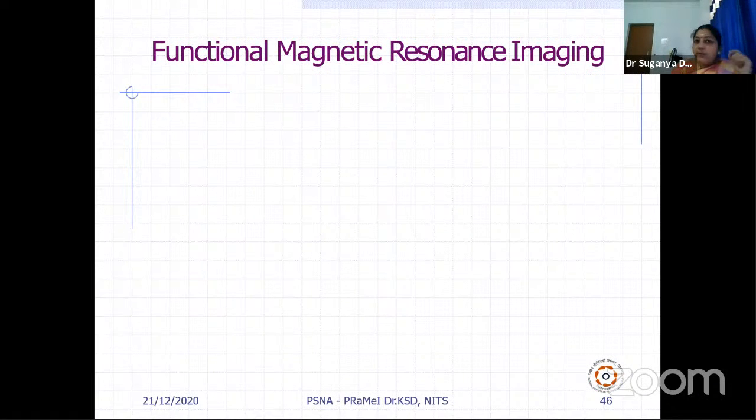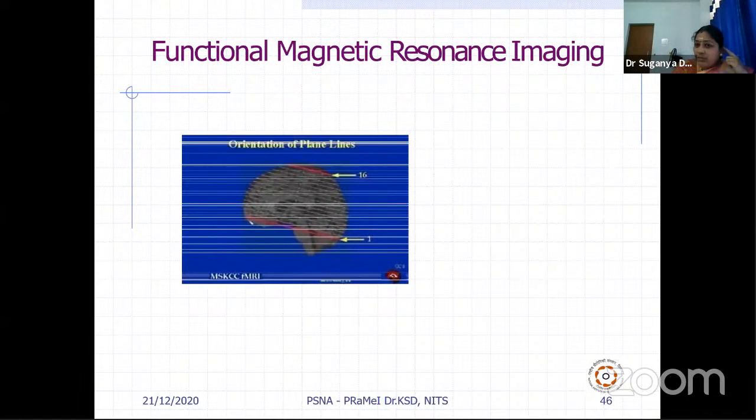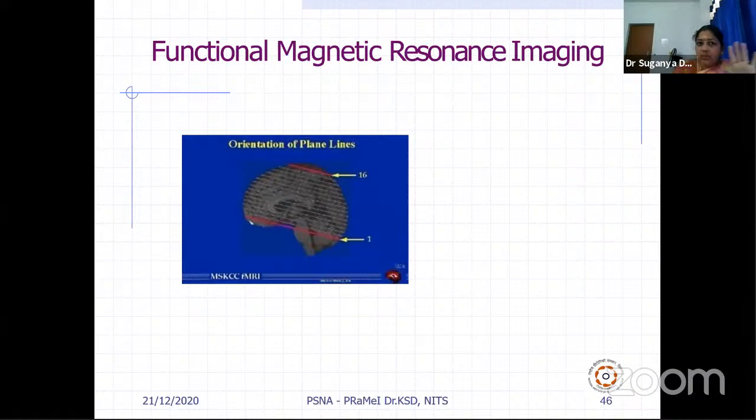Then this is the functional MRI. There are two types of MRI. One is the structural MRI. If it is undefined, that is, you are not specifically saying it's a functional MRI, a simple MRI is structural only. That is, the MRI will give the structure and anatomy of organs, but it is specific to brain and spine.